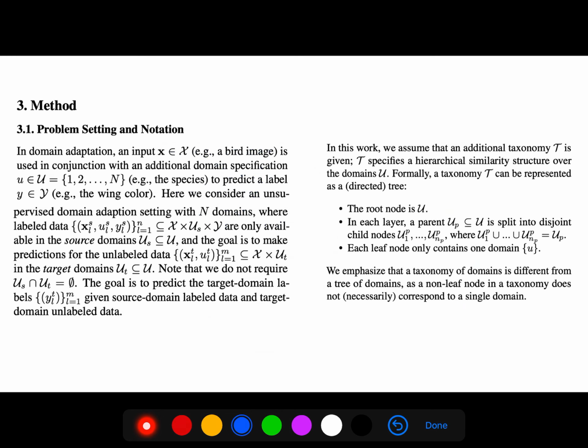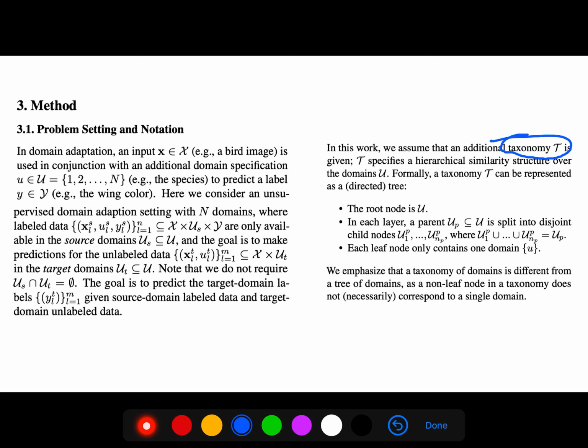In domain adaptation, an input, for example, a bird image, is used in conjunction with additional domain specification to predict a label, for example, the color of the wing. Now we consider an unsupervised domain adaptation with n domains. And in this work, we assume an additional taxonomy. We have this one that specifies a hierarchical similarity structure over the domain.